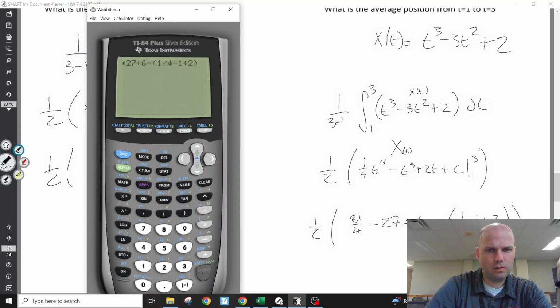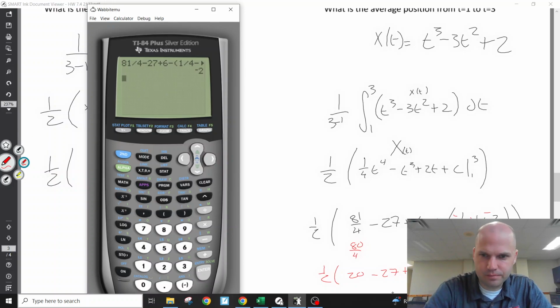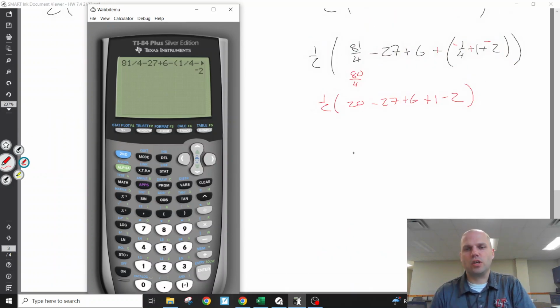This is going to be -2. Divide that by 2 is negative 1 1/4. I could have subtracted 1/4 from 81 fourths and get 80 fourths, which is 20. So 20 minus 27 plus 6 plus 1 minus 2. -7, -1, 0, -2. There you go. -1. Okay?